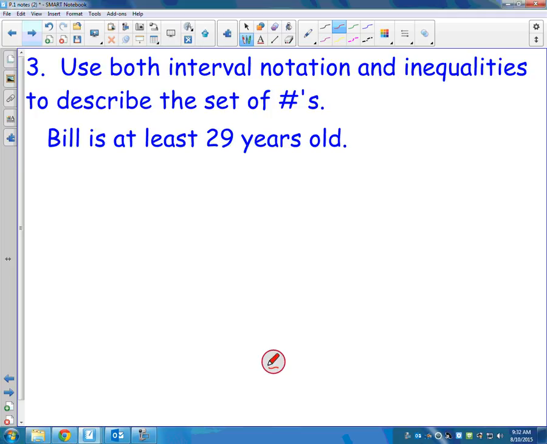What do you think? At least means less than or greater than? I'm going to use B for Bill. You can use X, you can use N, you can use whatever you want. At least means greater than or equal to 29.